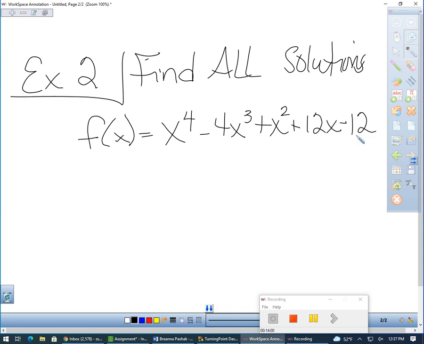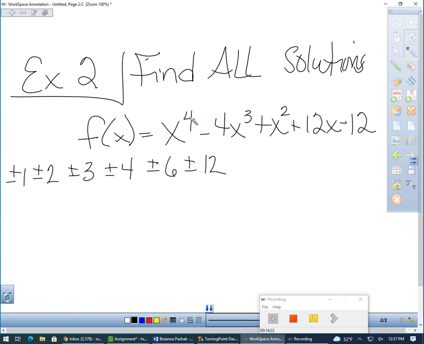All right, so first thing we do is find all possible. So that's all the factors of 12 over all the factors of 1. So that's plus and minus 1, plus and minus 2, plus and minus 3, plus and minus 4, plus and minus 6, and plus and minus 12. Those are all the possible. Then out of all of those possible, how many do I have to find? 2. We need to find 2. Out of all of these possible, we need 2.